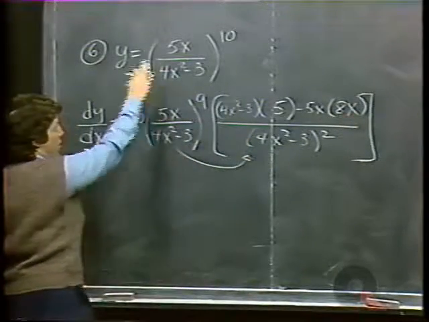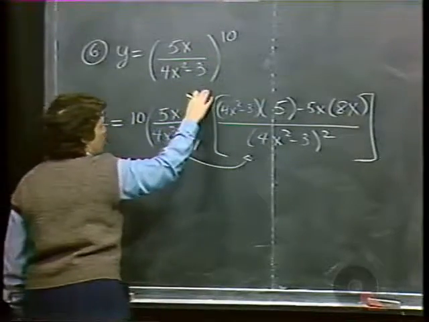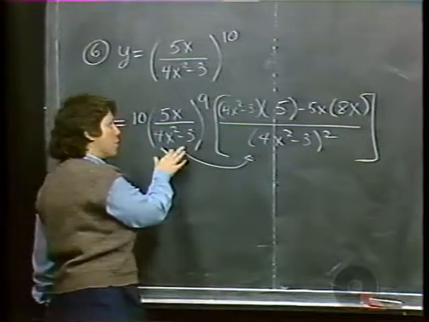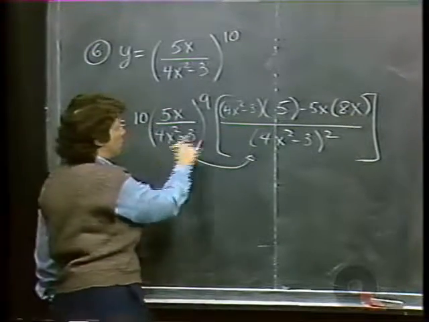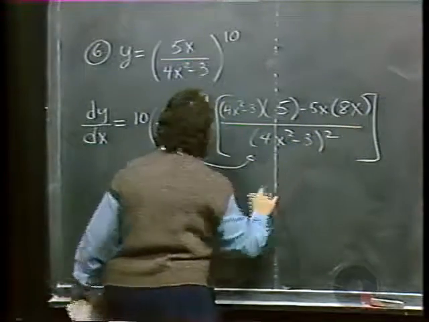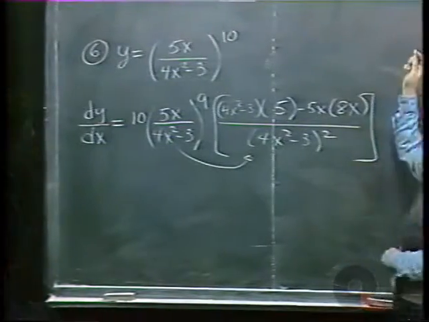Okay, so we have the derivative of a function to a power. The power times the function to the 1 less power times the derivative of the inside. The inside, however, was a quotient. So it's the bottom times the derivative of the top minus the top times the derivative of the bottom all over the bottom squared. Let's try another example.